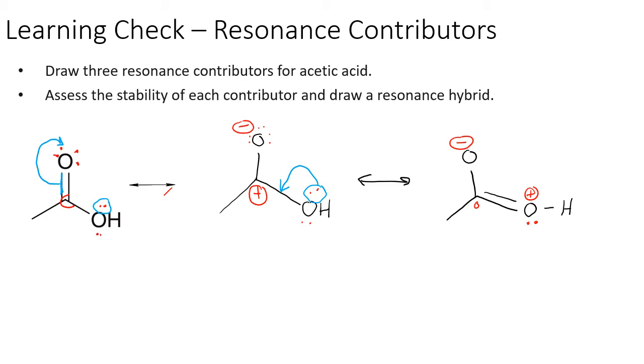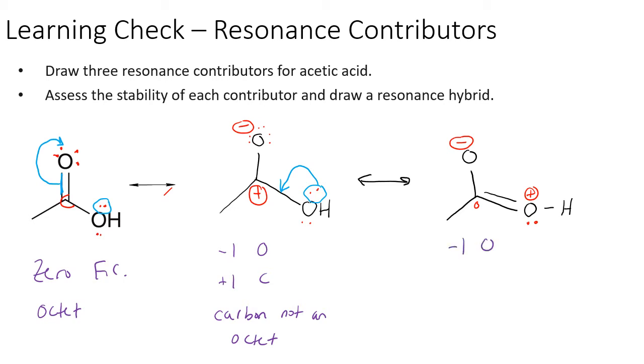So next, let's assess the stability of these 3 resonance contributors. In our first one, we have 0 formal charge. And that's good. We minimize the amount of formal charge, and everyone has an octet around it. In the middle resonance structure, we have a negative 1 charge on oxygen and a positive 1 charge on carbon. Carbon does not have an octet. On the right structure, we have a -1 formal charge on the upper oxygen and a +1 formal charge on the right-hand oxygen. In this example, everyone has an octet.